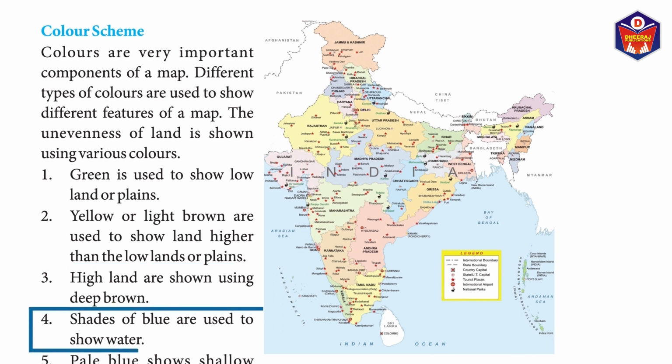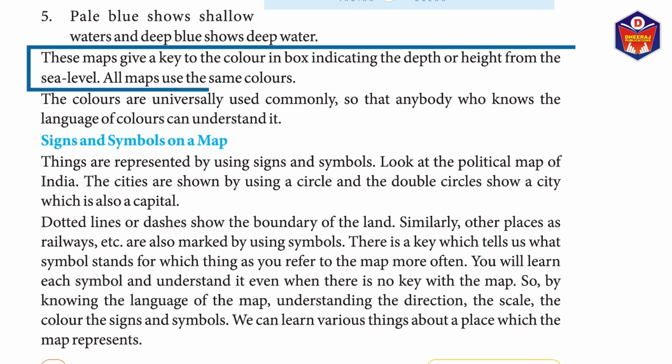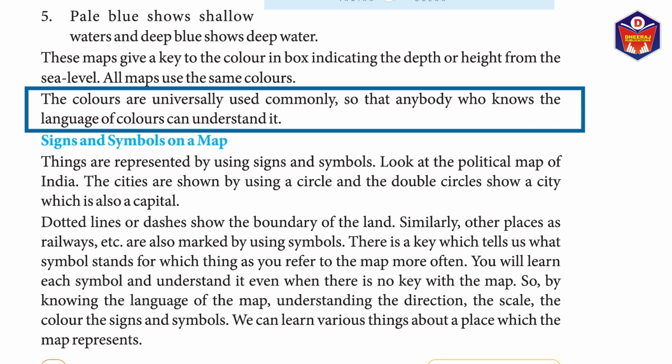4. Shades of blue are used to show water. 5. Pale blue shows shallow waters and deep blue shows deep water. These maps give a key to the color in a box indicating the depth or height from the sea level. All maps use the same colors. The colors are universally used so that anybody who knows the language of colors can understand it.